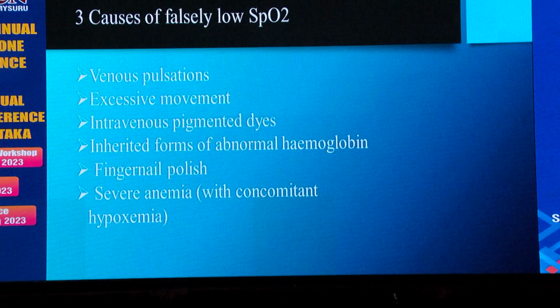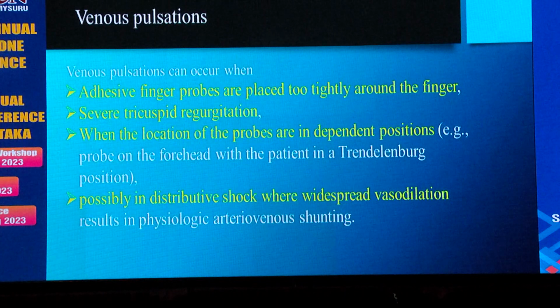Causes of falsely low SpO2: definitely venous pulsations and excessive movement, these are the most common problems. Intravenous pigment, of course, is less common. Inherited and abnormal hemoglobin, fingernail polish, and severe anemia. I'll just tell the important points. So venous pulsations occur, suppose you put adhesive plasters tightly around the finger, severe tricuspid regurgitation, when the location of the probe is very dependent, or a forehead SpO2 probe is used in a head-down position, then chances of venous pulsation will be there.